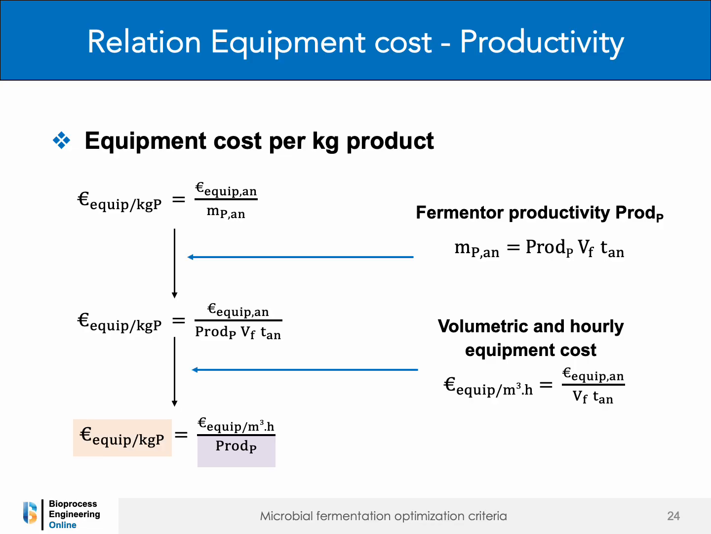The equipment cost per kilogram product can be written simply as fermenter utilization cost per cubic meter an hour, divided by the fermenter productivity. Equipment cost per kilogram product is inversely proportional to the fermentation productivity. Hence, increasing fermenter productivity directly reduces the equipment cost per kilogram of product by improving the efficiency of fermenter utilization.